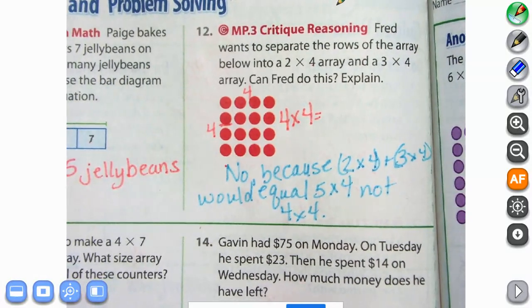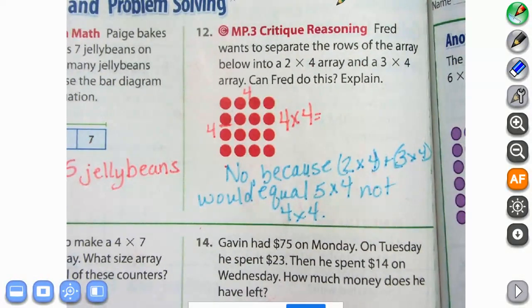All right, I'm going to move on. So if you need time, go ahead and push pause. 1, 2, 3, pause.